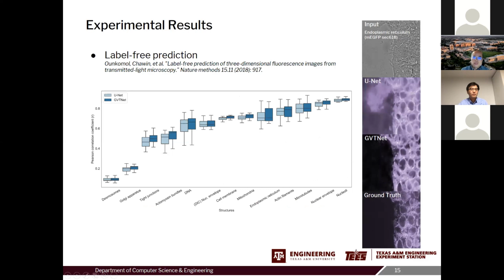So this is just one example. You have this unstained image as input, and if you use UNet, this is the output, and this is our output, and this is the ground truth. You can see our output is more similar to the ground truth.